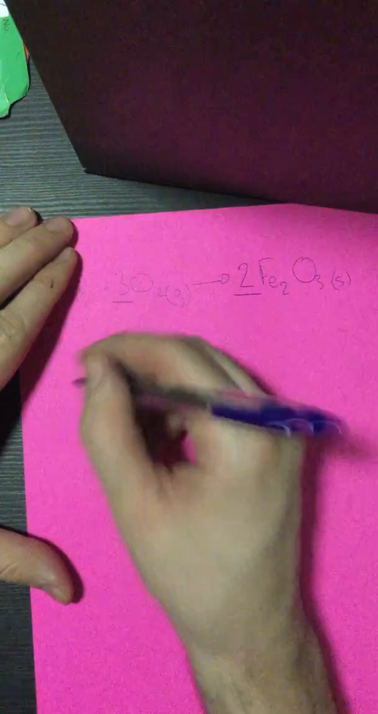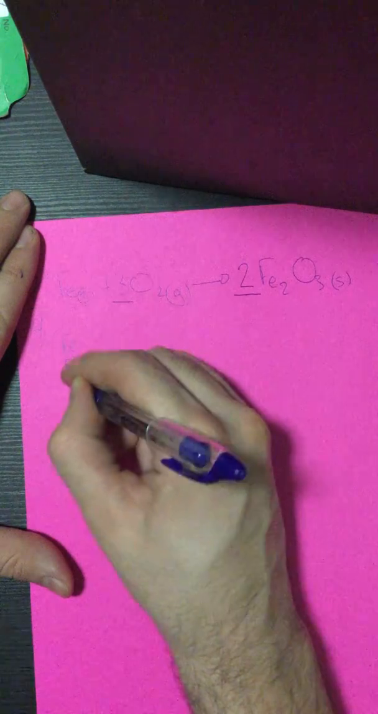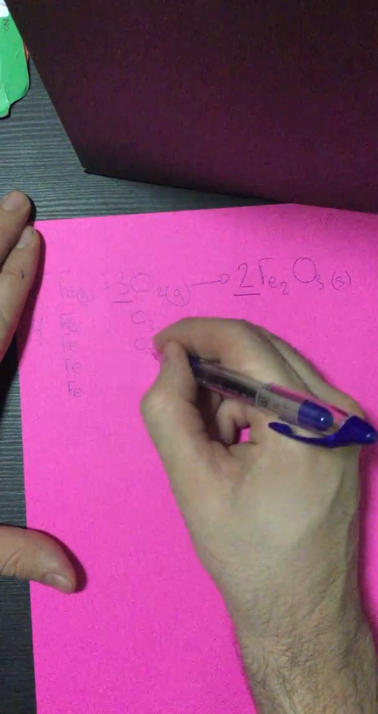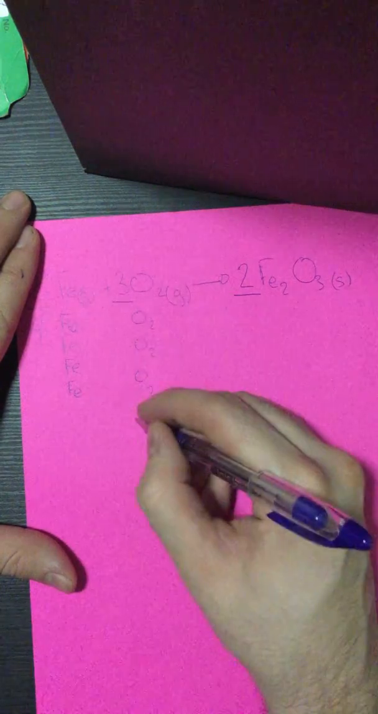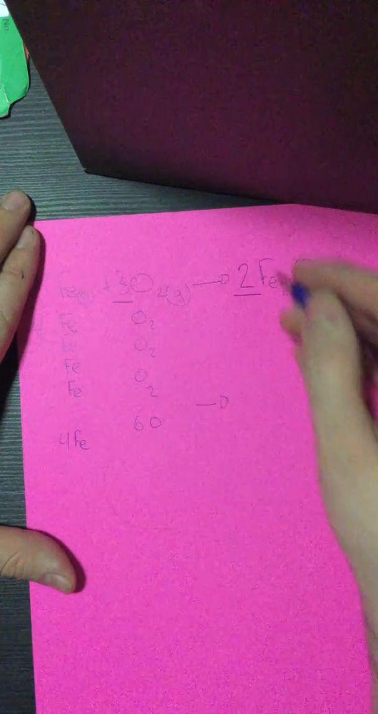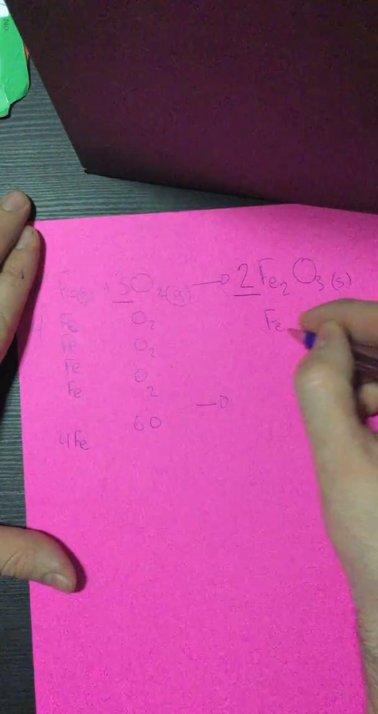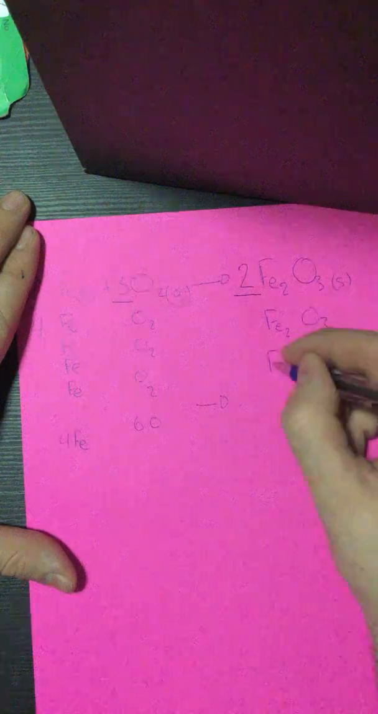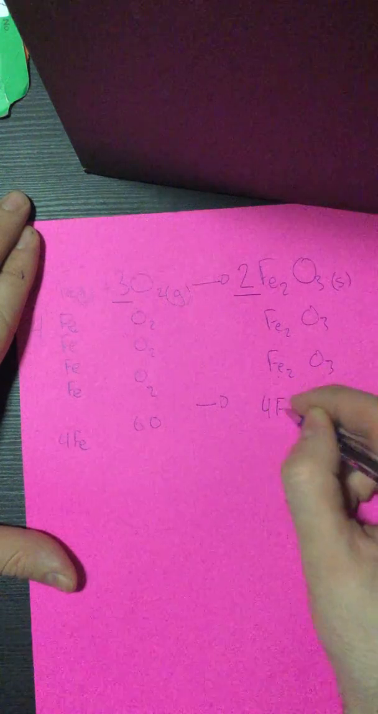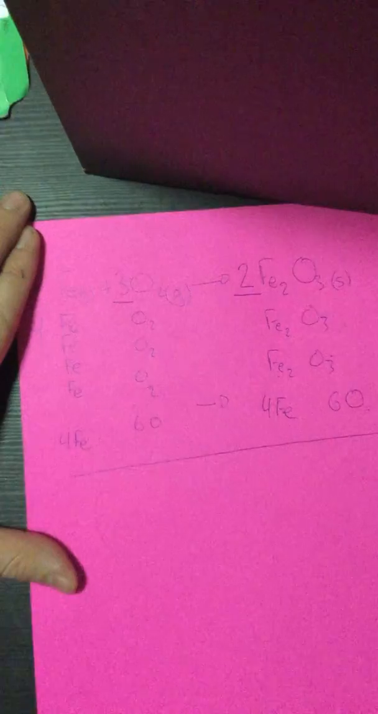The way I check this, I go Fe, Fe, Fe, Fe, 4 irons, 3 groups of O2, so I get O2, O2, O2, or 6 O, right? 4 Fe. Now over here I've got 2 groups of Fe2O3: Fe2O3, Fe2O3, 1, 2, 3, 4, 4 Fe's, 3, 6, 6 O. Perfect. Everything balances out exactly the way I would like it to.